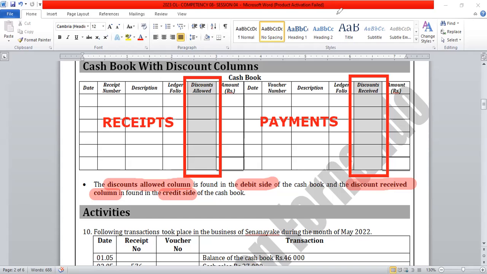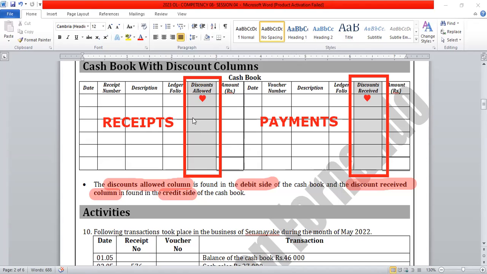Anything that you couldn't understand? I told you discount is a deduction made from a value. We don't record the trade discounts in the books, but we have to record the cash discounts. Cash discounts are 2 types. First one is discounts allowed. Second one is discounts received.